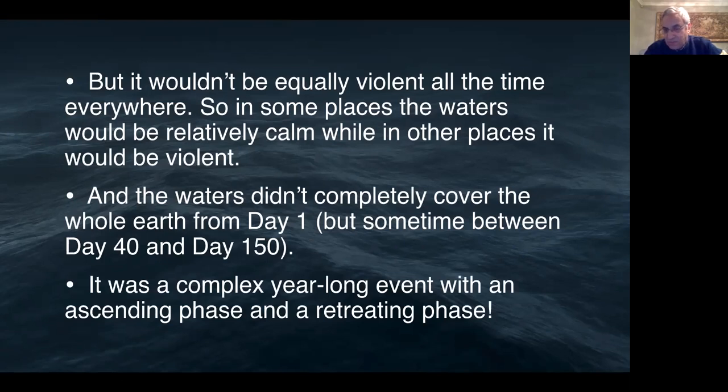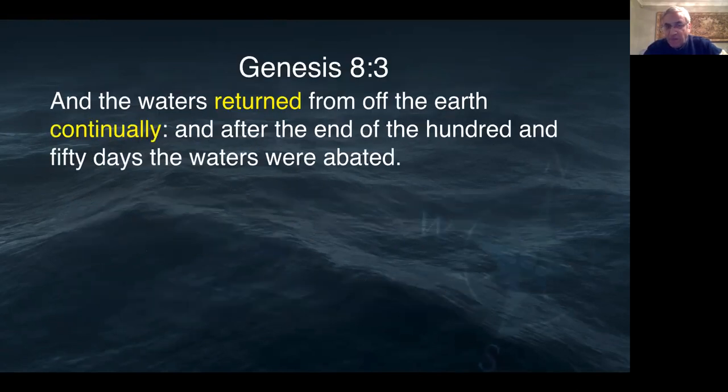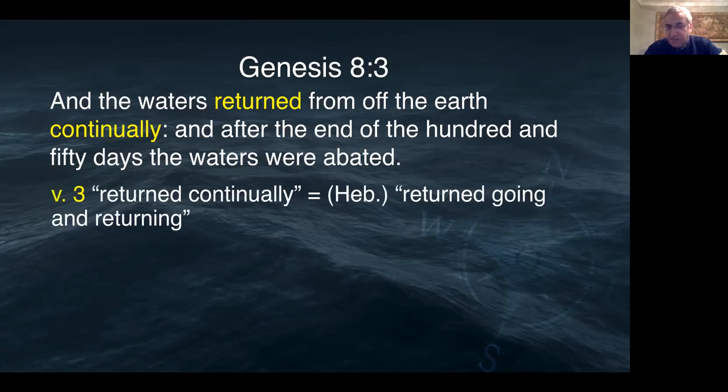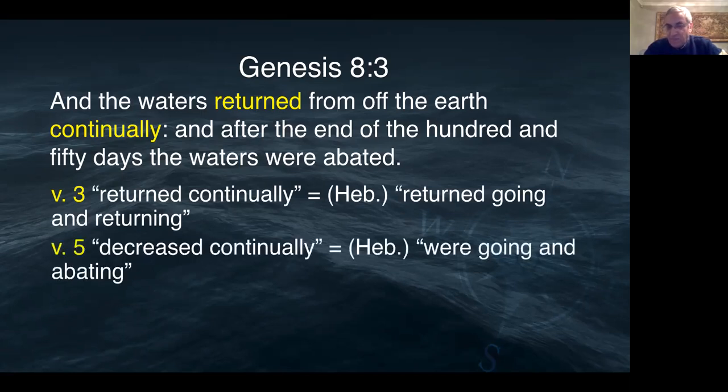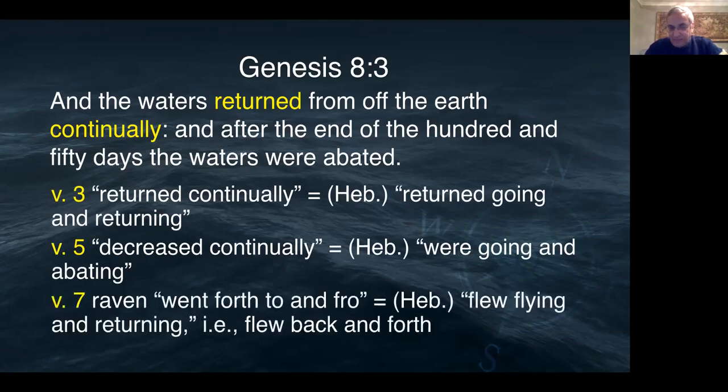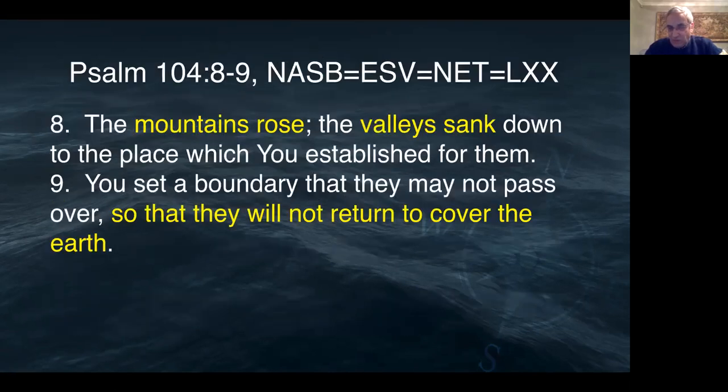So it was a complex year of events, in an ascending phase and a retreating phase. That means volcanic eruptions and quiet areas. And the waters returned from off the earth continually, and after the end of the 150 days, the waters started to abate, to be reduced. Returning continuously, going and returning, is one of the reasons for the layers of the earth. It's going and abating, like the raven when Noah sent the raven.